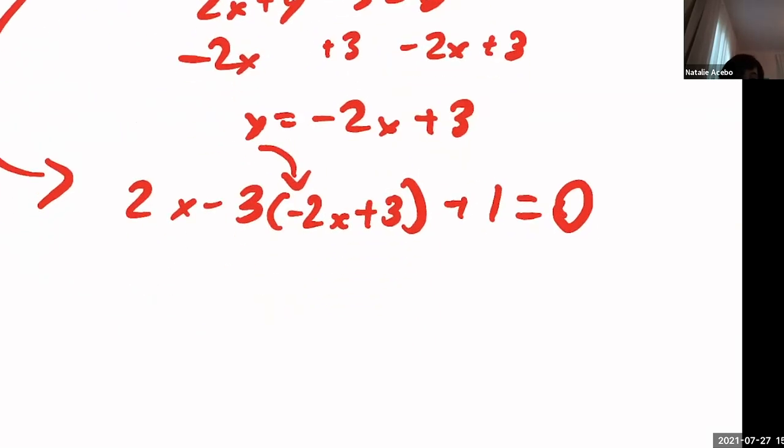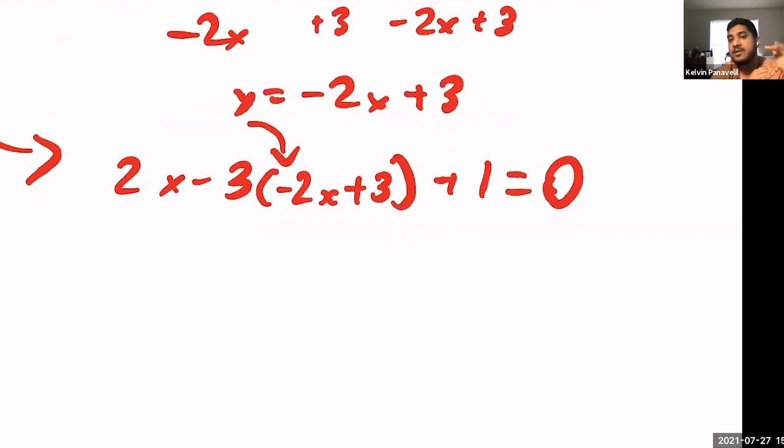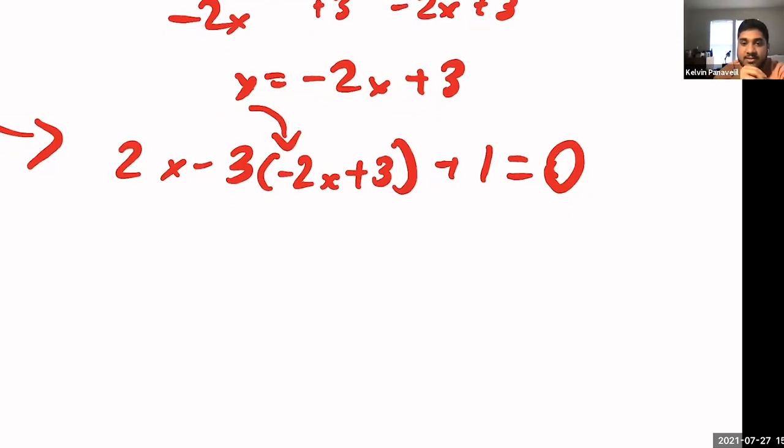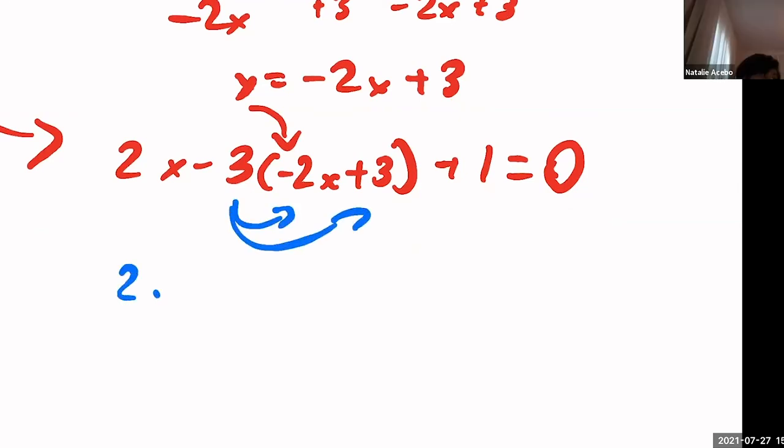And now finally we can solve for x. So remember, guys, if you want to solve for x, you solve for y and then substitute for y. If you want to solve for y, you solve for x and then substitute for x. So let's go ahead and distribute. We're going to have 2x. What's negative 3 times negative 2x? Negative 6x. Almost. Negative times negative. Oh, 6x. Perfect, plus 6x.